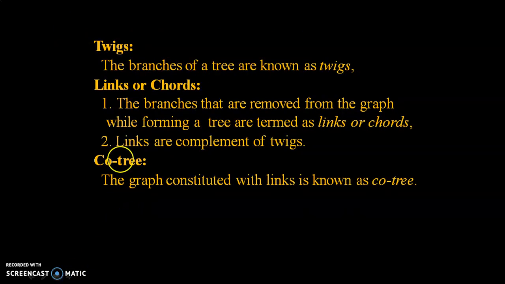Twigs. The branches of a tree are known as twigs. I am repeating it once again. The branches of a tree are known as twigs. Links or cords: the branches that are removed from the graph while forming a tree are termed links or cords. Links are the complement of twigs. What is a co-tree? The co-tree is the graph constituted with links.